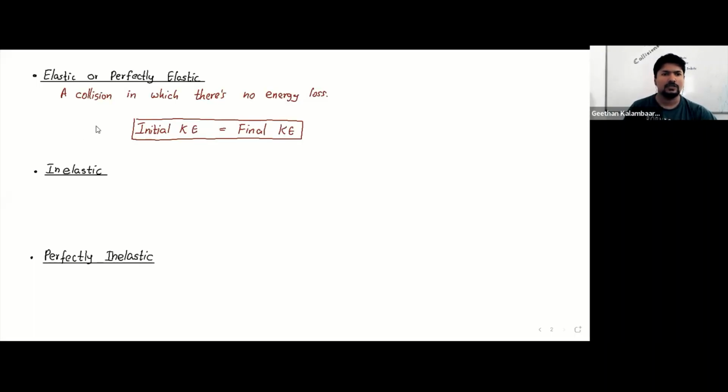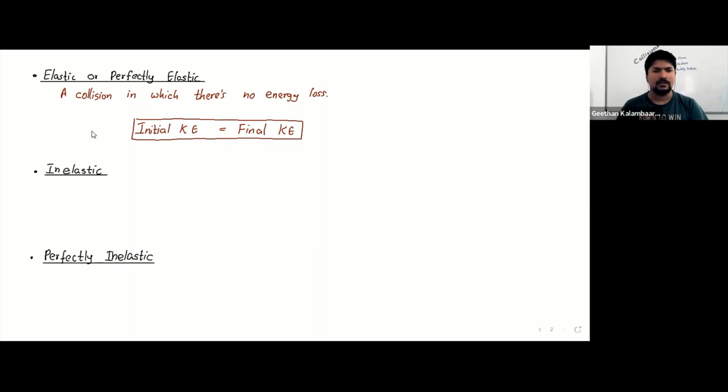The collision in which there is no energy loss. Energy loss එකක් නැති collision එකකට අපි කියනවා it's an elastic or perfectly elastic collision. There is no energy loss. The energy that we had before the collision is similar to the energy that we have after the collision.